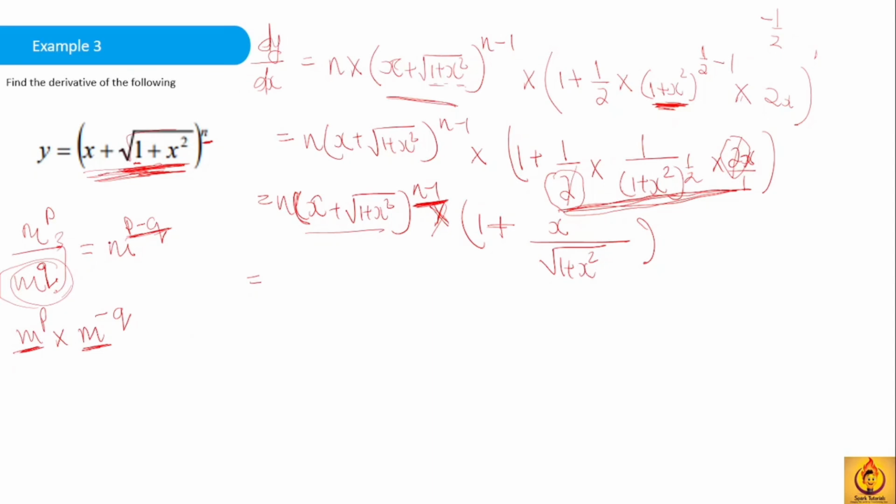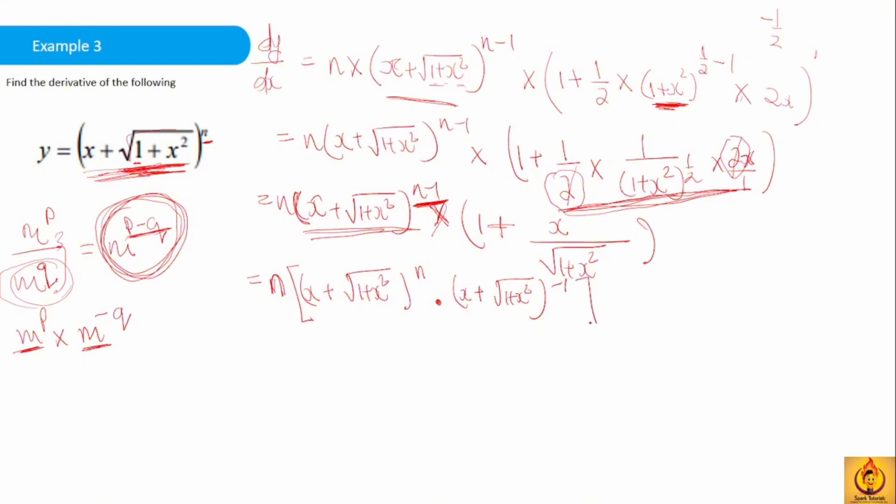So in this case, we are given it in this form. Meaning, we can express this entire thing as x plus root 1 plus x squared, multiplied by n, to the power n, multiplied by x plus root 1 plus x squared, close brackets, to the power minus 1, multiplied by the entire thing. We still need to resolve this.